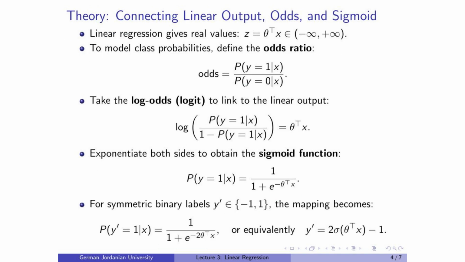Now, let's connect this intuition to probability theory. Linear regression outputs z equals theta transpose x, a real number. Logistic regression models the odds, the ratio of the probability of y equals 1 to y equals 0. Taking the logarithm of the odds gives us the logit, which equals our linear output z equals theta transpose x. When we invert this relation, we get the familiar sigmoid, p of y equals 1 given x equals 1 over 1 plus e to the power of negative theta transpose x. This forms the core of logistic regression, linking linear combinations to probabilities.